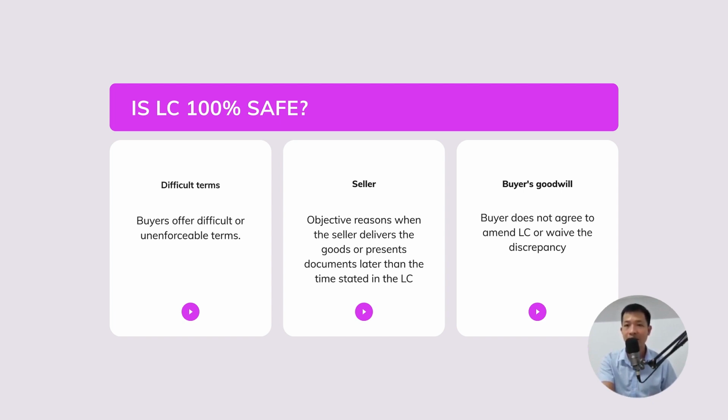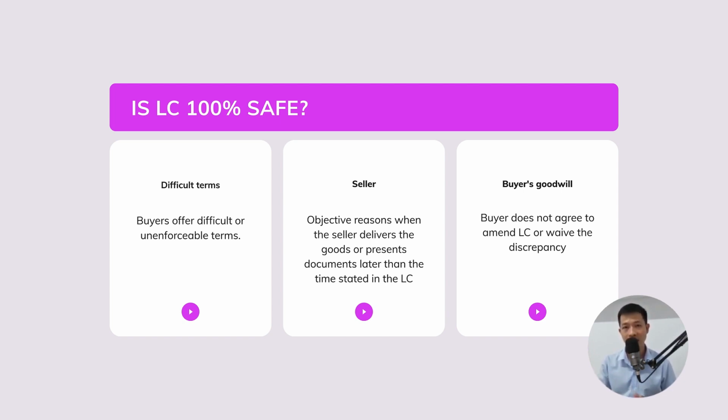The third case is if the LC is already non-compliant. Then whether or not you get paid will depend heavily on the goodwill of the buyer. For example, in the previous case, the LC states that this shipment must be delivered by the end of June. But you, for some objective reason, maybe due to shipping issues or sourcing goods, end up delivering after June, say, at the beginning of July. In this case, the LC becomes non-compliant, right?